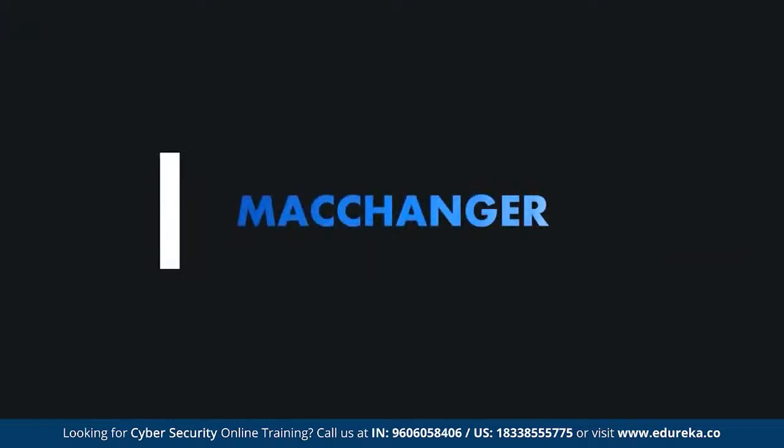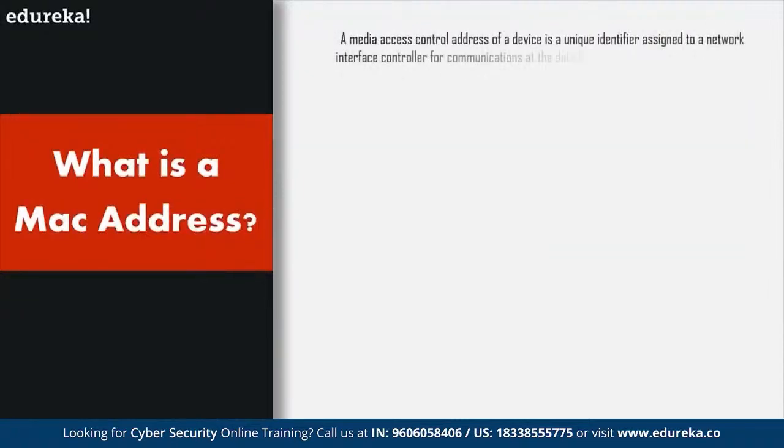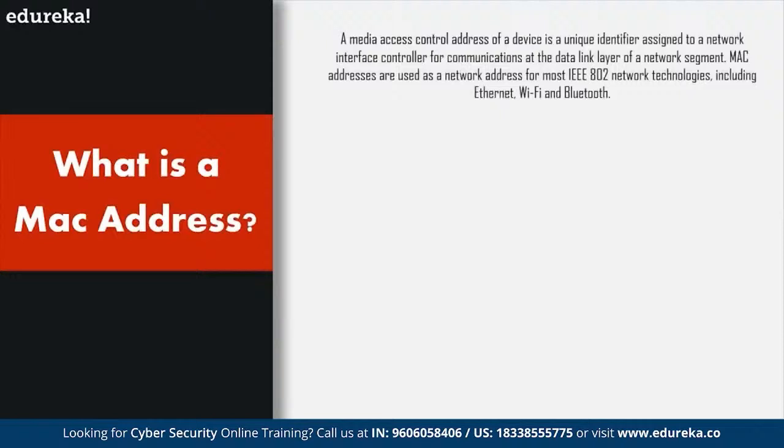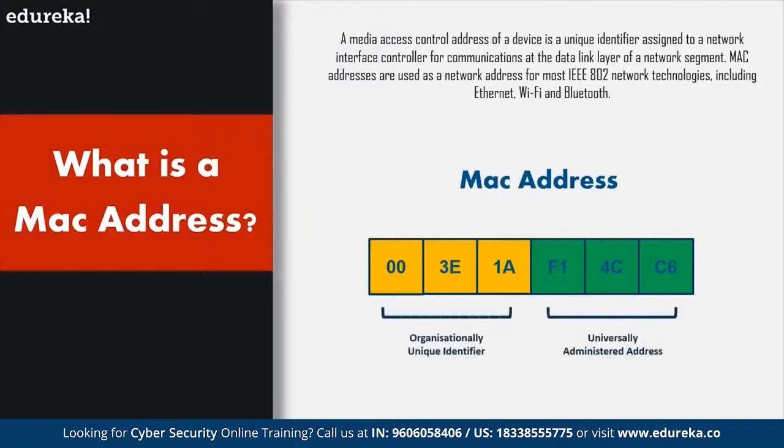Okay, now before we go into the tool called MAC changer, let's see what a MAC address is. MAC stands for Media Access Control address of a device and is a unique identifier assigned to a network interface controller for communication purposes. MAC addresses are used as a network address for most IEEE 802 network technologies, including Ethernet, Wi-Fi, and Bluetooth. In this context, MAC addresses are used in the medium access control protocol sublayer, and are typically represented as 6 groups of 2 hexadecimal digits each. These are separated by colons, and the first 3 hexadecimal pairs are the organizationally unique identifier, so they represent your vendor, and the next 3 uniquely represent your network card.